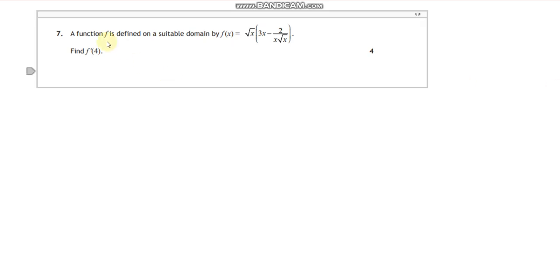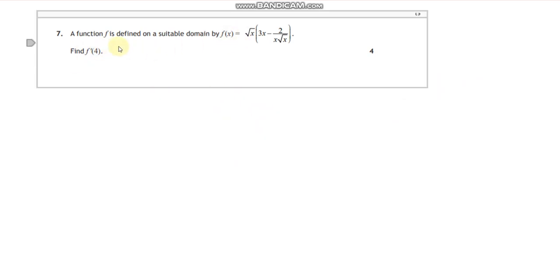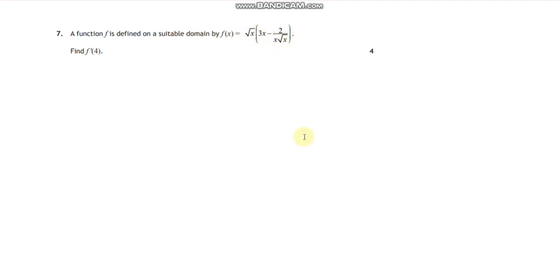Okay, question 7. Find f'(4). What does that mean, f'(4)? Well, f' means we're differentiating, and the 4 means instead of x, I'm going to substitute 4 into my function. So differentiate and substitute is the name of the game for this one.